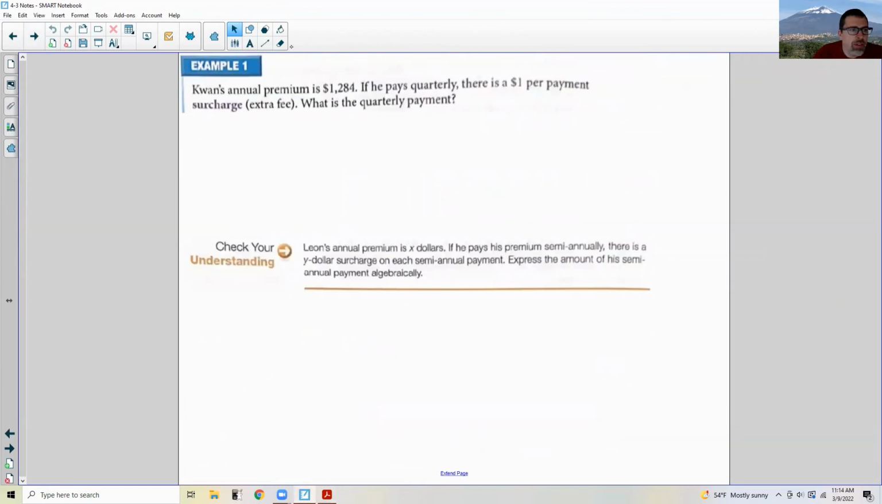So number one says Kwan's annual premium is $1,284. He pays quarterly. Quarterly is 4 times a year, every 3 months. And there is a $1 per payment surcharge, or extra fee. And it's asking what is the quarterly payment.